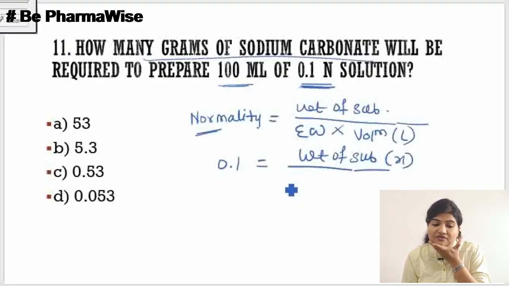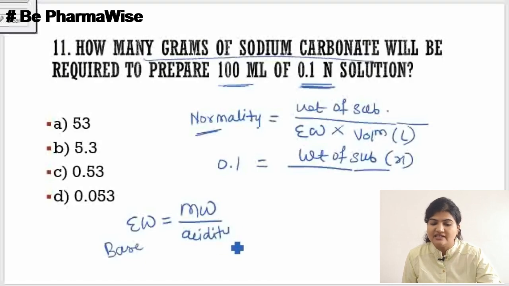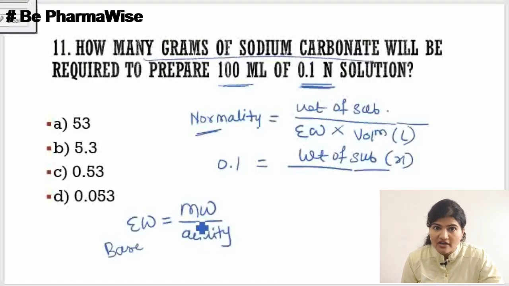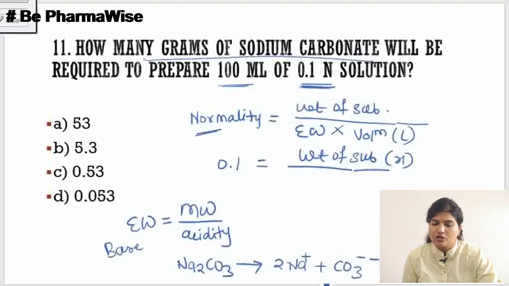Now how will you find the equivalent weight? I'll give you the equation. Equivalent weight is equal to molecular weight upon acidity, as sodium carbonate is a base. Now what is acidity? It is either the number of OH minus ions produced or the number of H plus ions neutralized. Na2CO3 gives 2Na plus and CO3 minus minus. It doesn't produce OH minus ions. So how can we find the acidity?